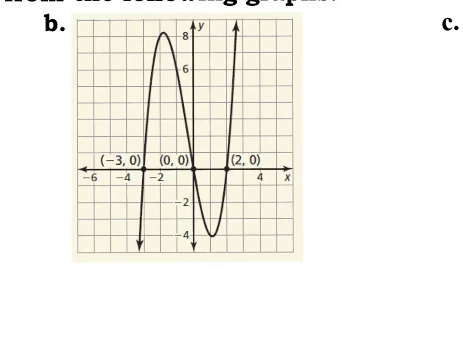So for letter B, is this an odd function or an even function, and is it positive or negative? I know it's going to be an odd function because the tails are going in opposite directions, and I know it's positive because it starts low and ends high. Any positive graph will end up going up, like on the right side of the graph. So this one's going to be an odd positive.